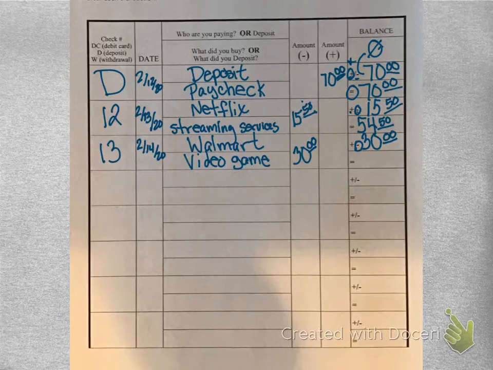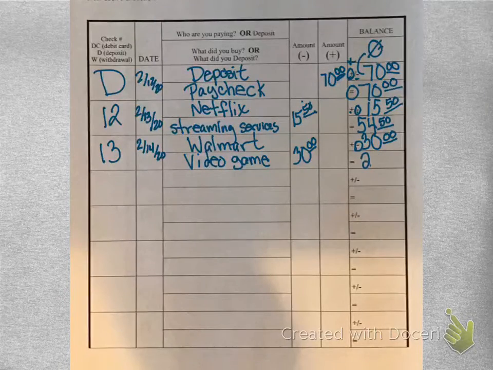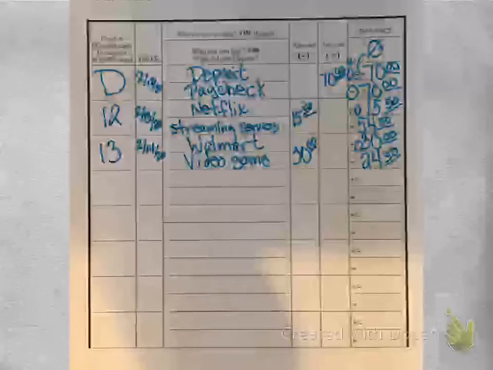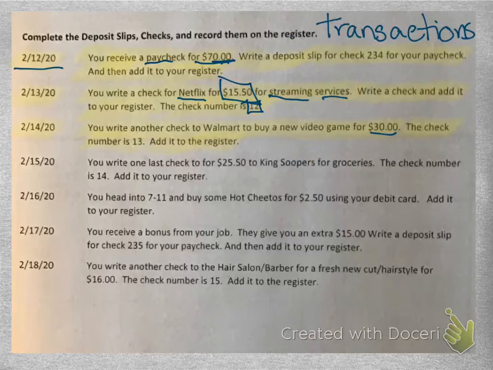I can use my calculator, but I'm also going to use my own brain. If I had $50, take away $30, that would be $20. And I still have $4.50 left, so that would be $24.50. There we go. Great, I'm getting fast at this. I'm going to go check my next one.